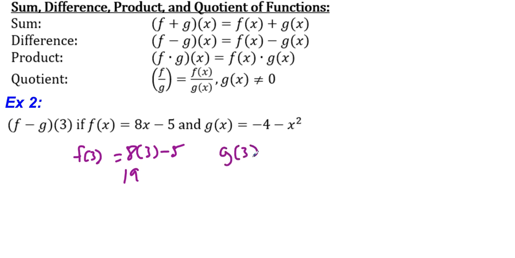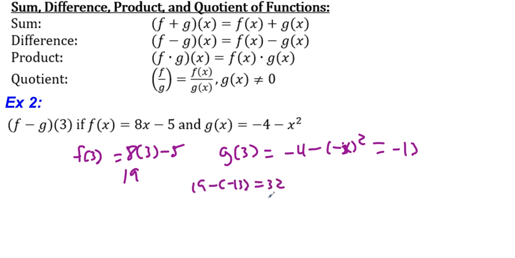G of 3 is equal to negative 4 minus x squared. Let's put in the 3 squared. That's going to be 9. Negative 4 minus 9 is going to be negative 13. So when we do this, we're going to do 19 minus negative 13, and we're going to get 32, right? Double check that. 19 minus a negative 13 is equal to 32.